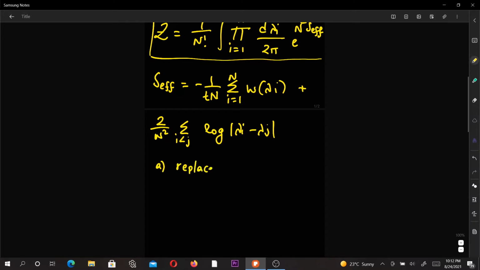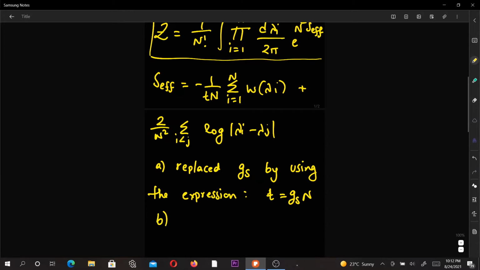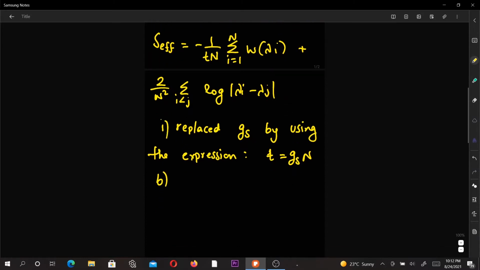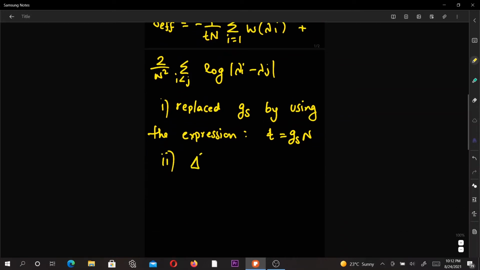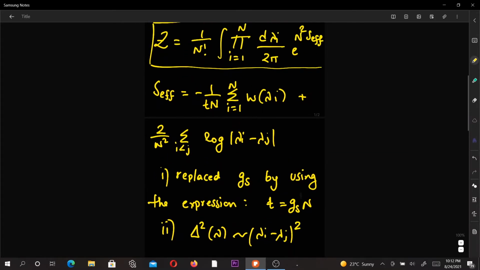First, let me write how different it is. We replaced g_s using the expression t equals g_s N, so let's use 1 and 2. The second thing is, remember the Vandermonde determinant? The square of that is lambda_i minus lambda_j squared. It was something like this.